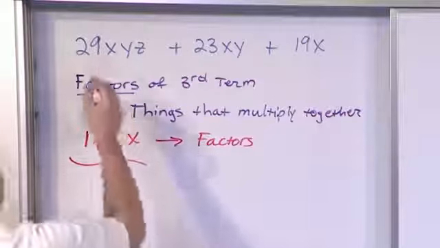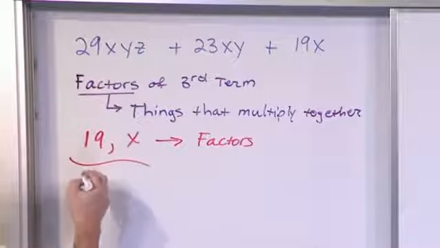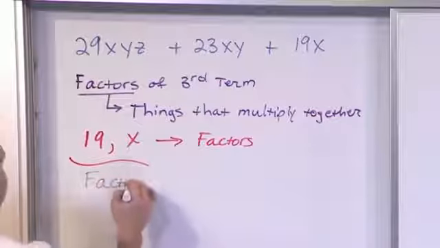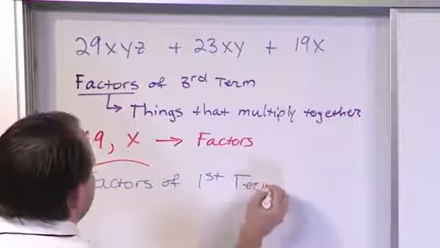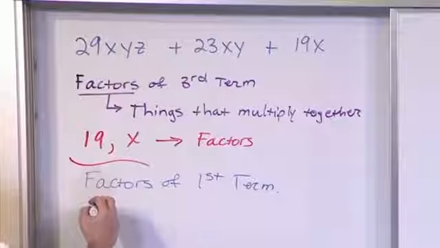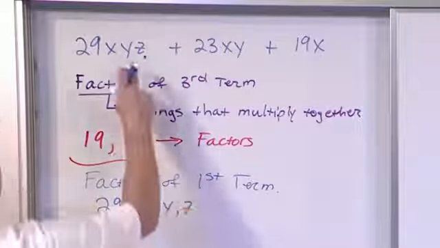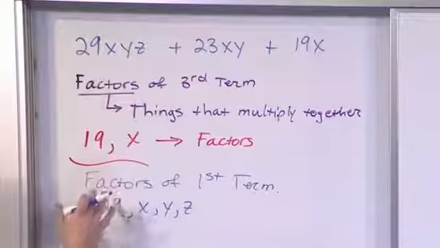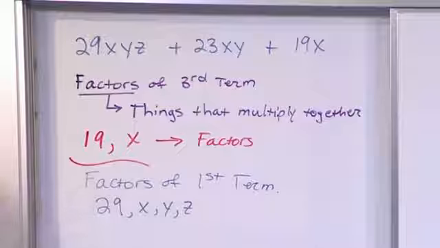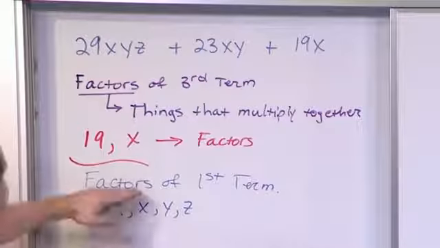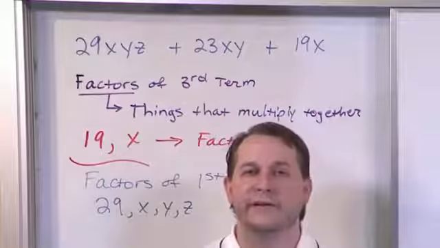Pretty simple, really. So what if you look at the first term? Let's pick one a little bit more complicated. Okay, well, what are the factors of the first term? Well, what do you think is multiplied together to give us this? Well, I see a 29. I see an x, I see a y, and I see a z, and they're all multiplied together, right? So the factors of this first term are 29, x, y, and z. This is just a definition. The only reason to bring this up is to teach you that when you see the factors of something, the factors are things that are just multiplied together to give you that thing.